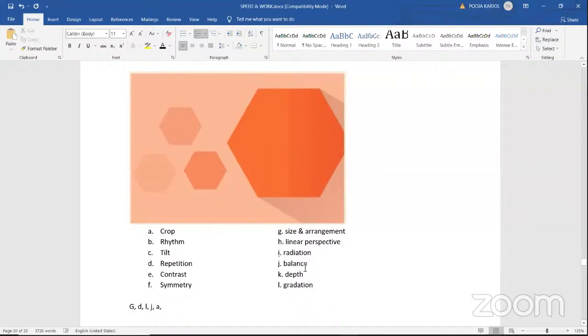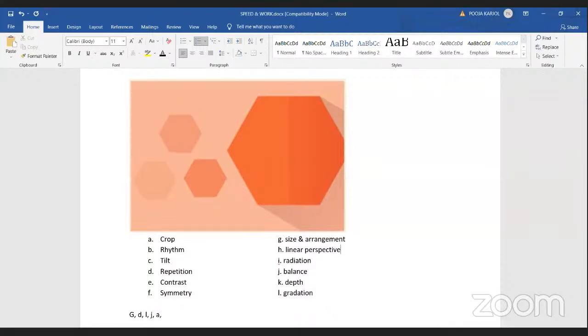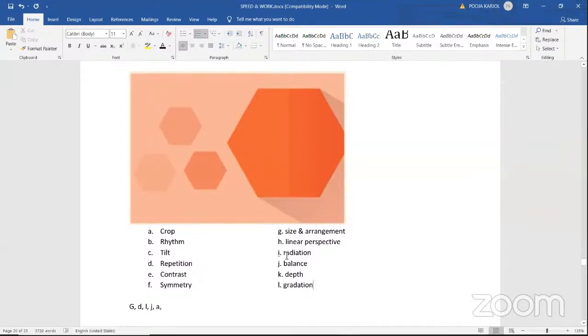Ma'am, do complementary colors cause contrast? Yeah. Ma'am, what is linear perspective? Linear perspective is this one: one-point perspective, two-point perspective, those types. Definitely not radiation. Contrast is not there, symmetry is not there. Ma'am, what is meant by tilt? Tilt means crooked. If a major part of it was crooked, then you can say that the image shows tilt, is tilted.